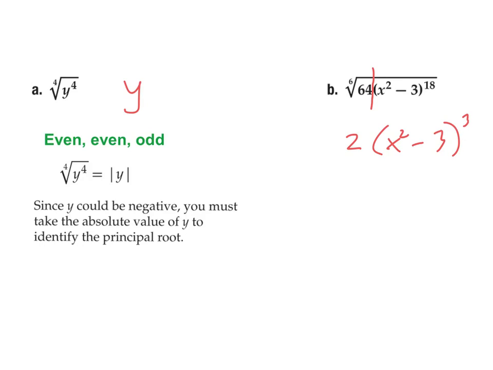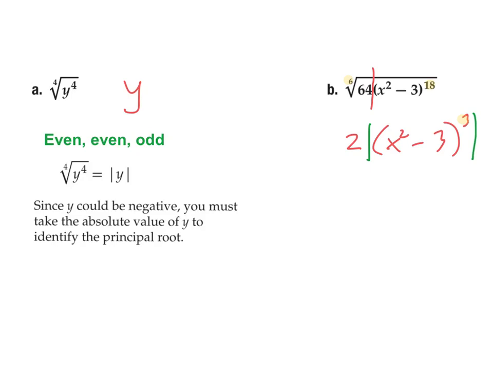Now, again, I don't know what the value of x is. So what we do, and now here's the tricky part, you only put the absolute value around the part that is the even, even, odd. So I don't need to put it around 2. 2 is positive. What I have to do is put it around the part that had the odd power. So the only thing that has the absolute value is the odd power result.